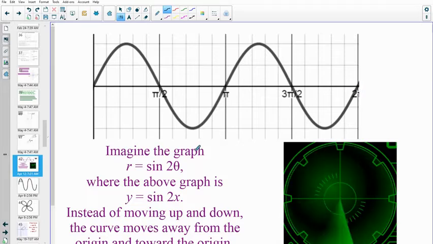To imagine the graph of r equals sine of 2 theta, instead of moving to the right as we look at different values of x, I'm going to think of it as a rotation. There's a reason I've got this radar screen. I'll be thinking about, instead of moving from left to right across my screen, moving around my screen, starting with the positive x-axis.